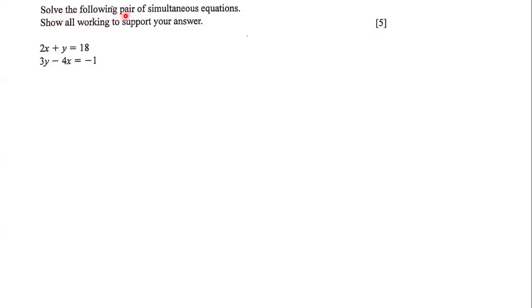Solve the following pair of simultaneous equations. Show all working to support your answer. Here we have 2x plus y is equal to 18, and we have 3y minus 4x is equal to -1.